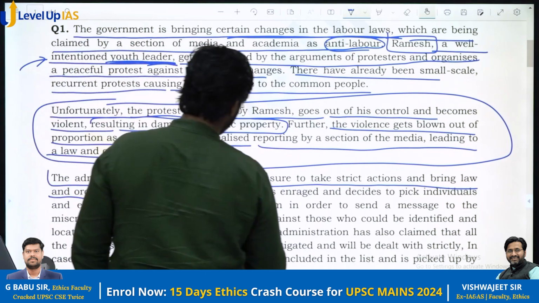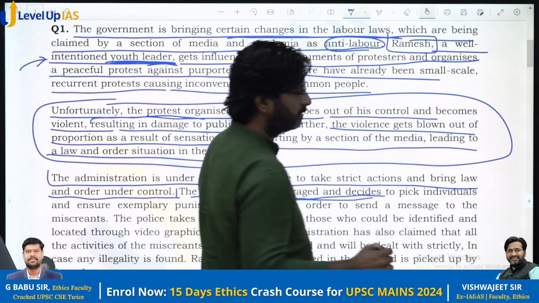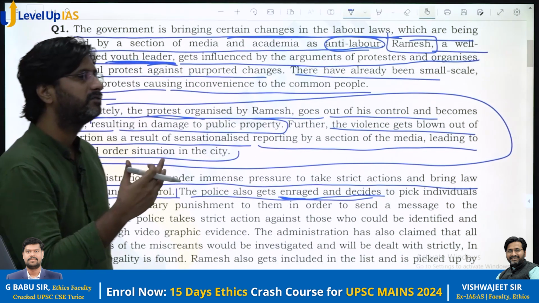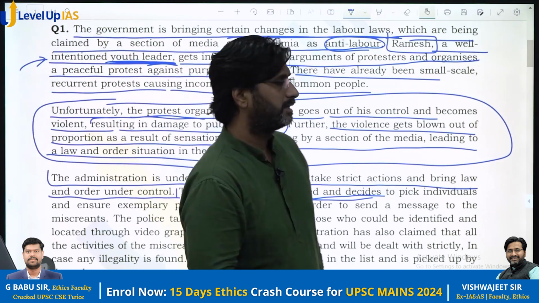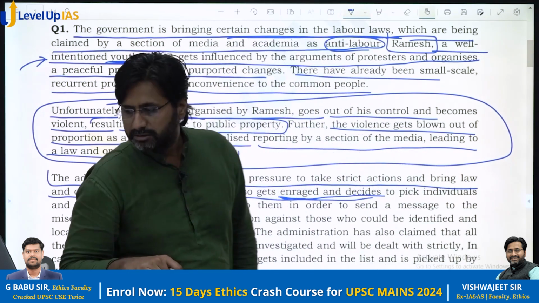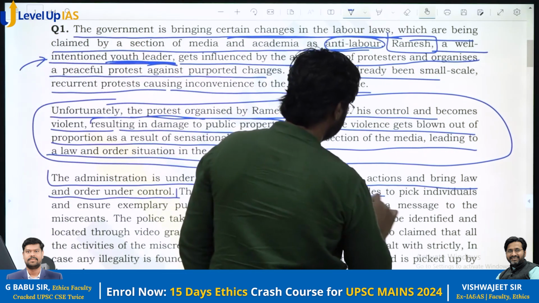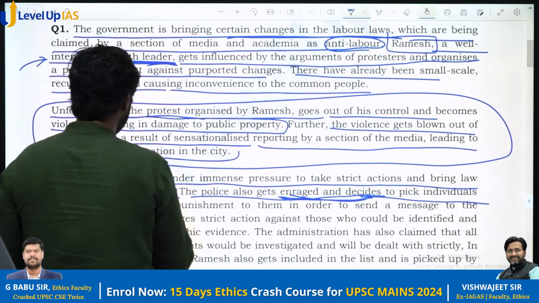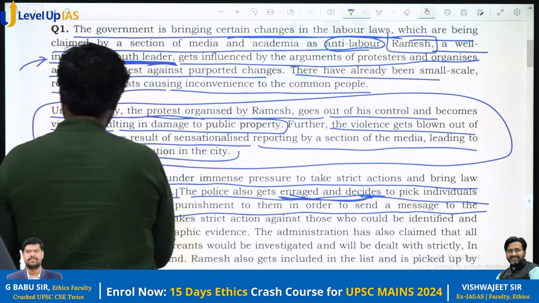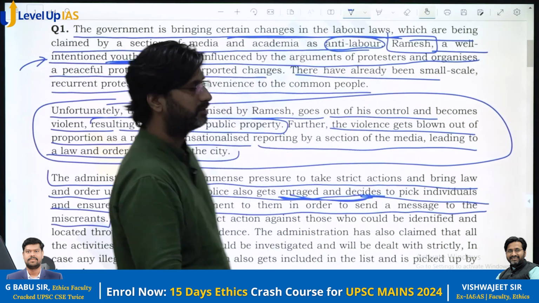Okay, the police also gets enraged. Now police is also enraged because it happens sometimes. Now that would be the part of the question also. Being in the system, being at the responsible position, is it ethical or affordable for you to be enraged? You are enraged means you lack emotional intelligence. So enraged and decides to pick individuals and ensure exemplary punishment to them in order to send a message to the miscreants. Now this is slightly overboard that police have gone.